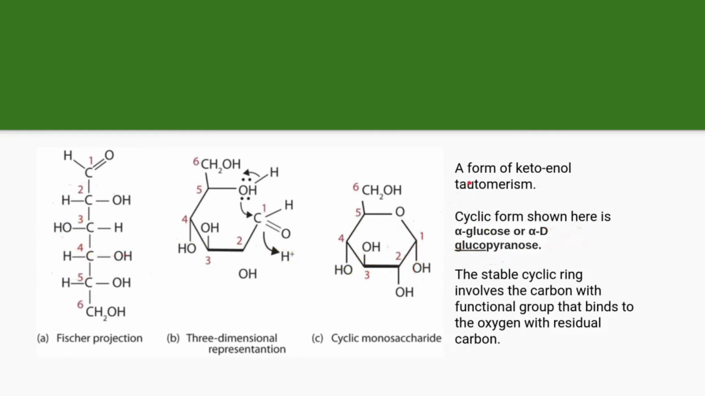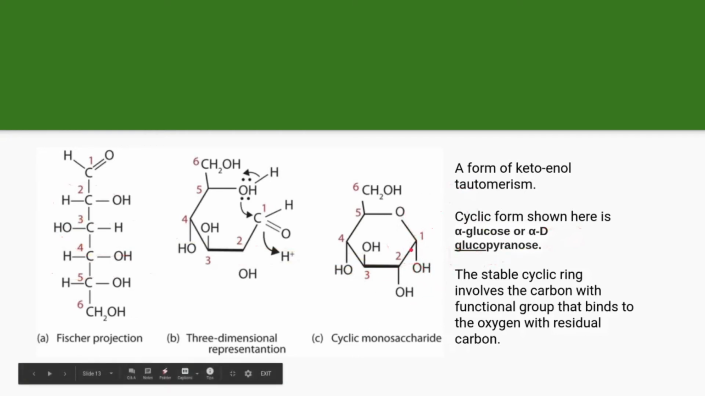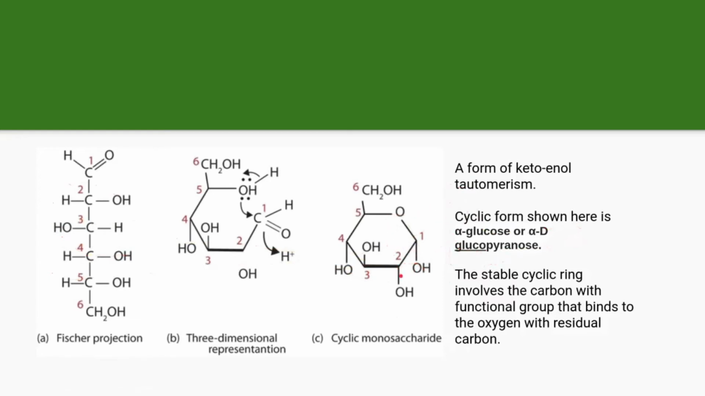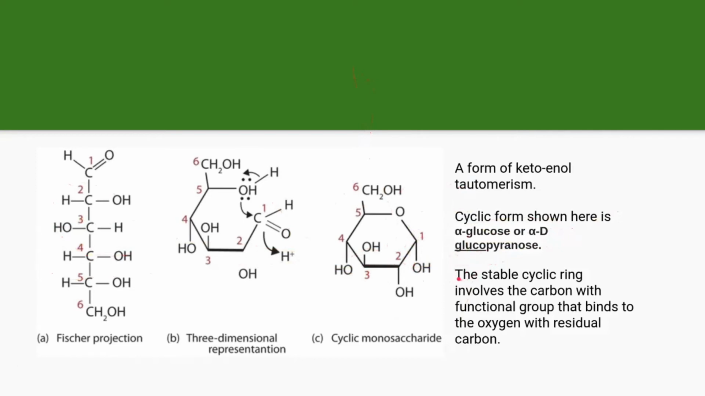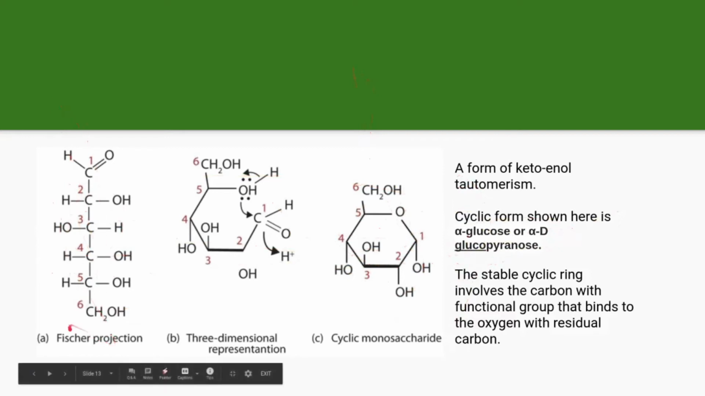If it was above, it would be beta, because after alpha comes beta. So this is my explanation of alpha nomenclature in short, because I've had to remove the nomenclature from this lecture because we wouldn't fit in the time limit. So after that, the cyclic ring provides a more stable configuration compared to the linear form, the Fischer projection.